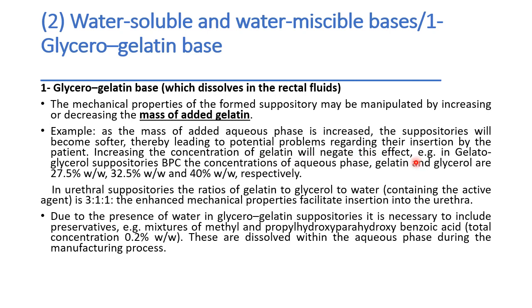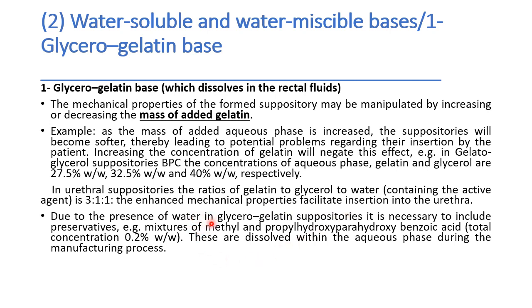For example, in glycerol gelatin suppositories, British Pharmacopoeia, the concentration of the gelatin is 32.5% weight per weight instead of 20%. In urethral suppositories, the ratio of gelatin to glycerol and water is 3 to 1 to 1. So the concentration of gelatin is 3 times that of glycerol and water. This will enhance the mechanical properties and facilitate the insertion of the urethral suppositories into the urethra.